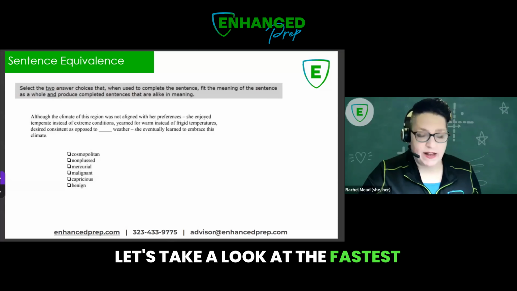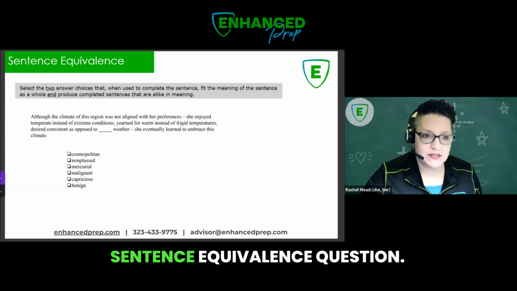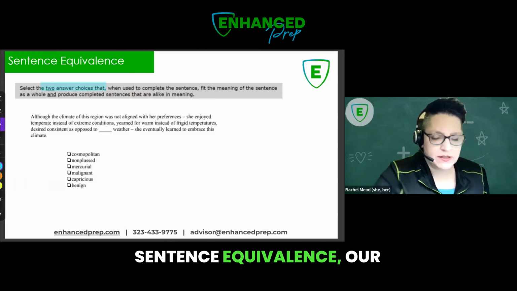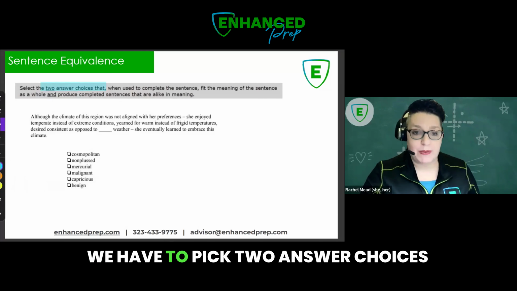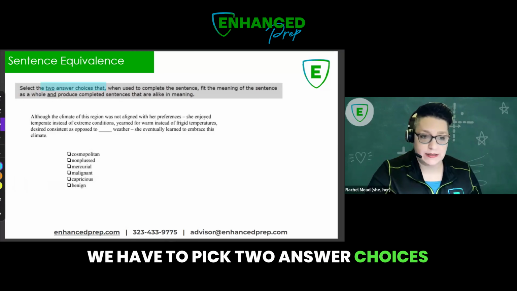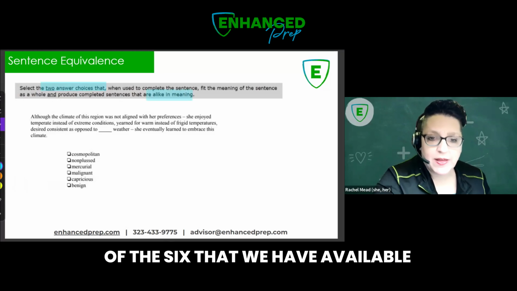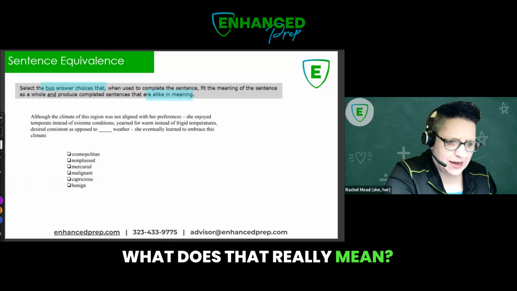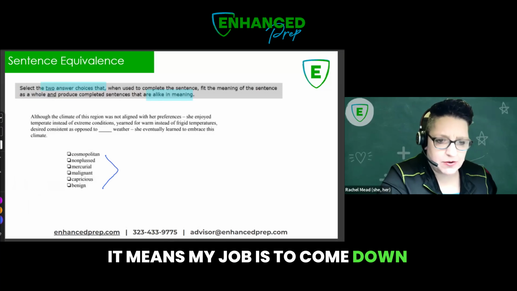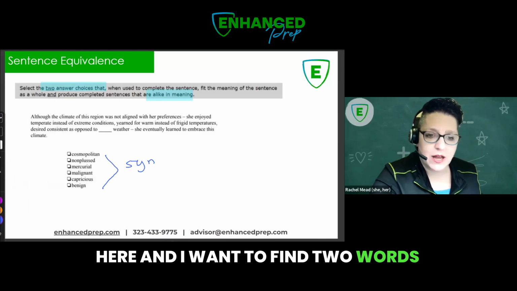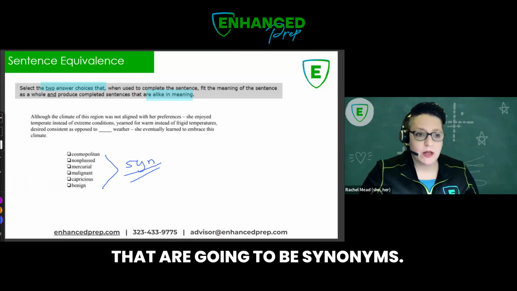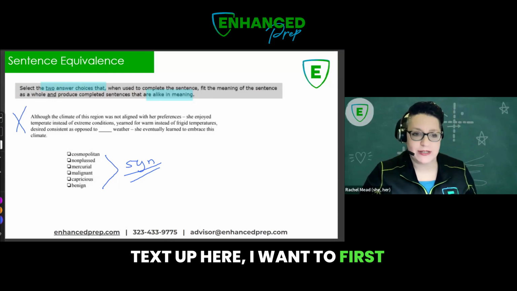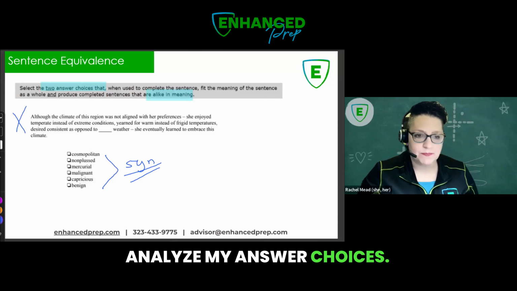Let's take a look at the fastest way to get through this GRE sentence equivalence question. Now, every single time we have a sentence equivalence, our directions are the same. We have to pick two answer choices of the six that we have available that is going to create meanings that are alike. What does that really mean? It means my job is to come down here and find two words that are going to be synonyms. So before I get distracted with the text up here, I want to first analyze my answer choices.